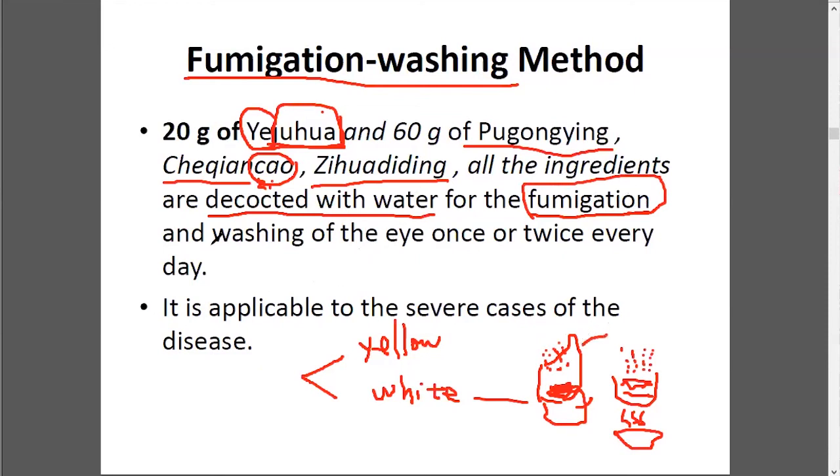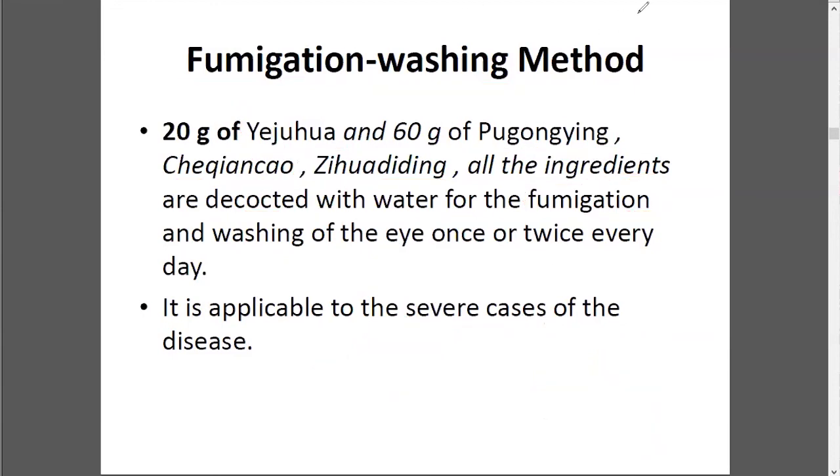And also you can wait for the decoction to cool down and wash the eyes with it. So that's external use. In severe cases, we can use both internally, drinking some herb decoctions, and externally, using some herbs to steam or wash. So that's for this illness. Any questions?